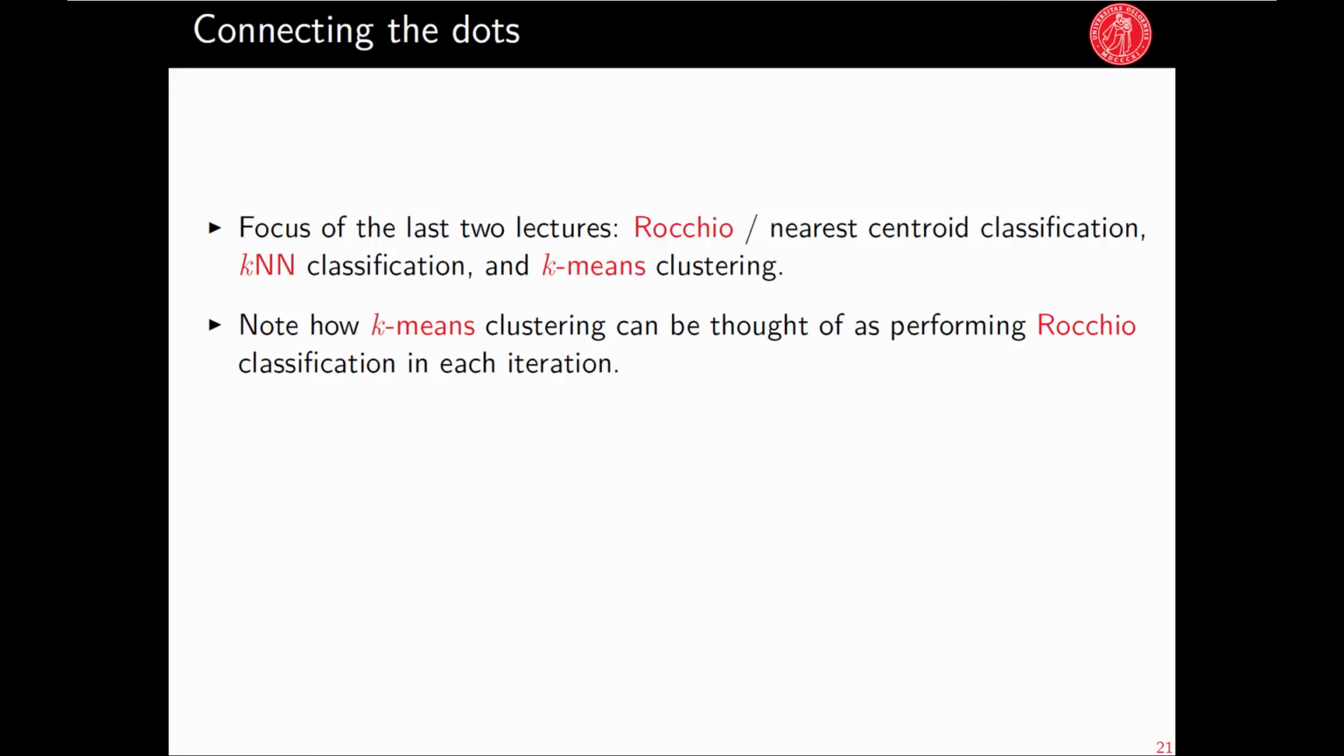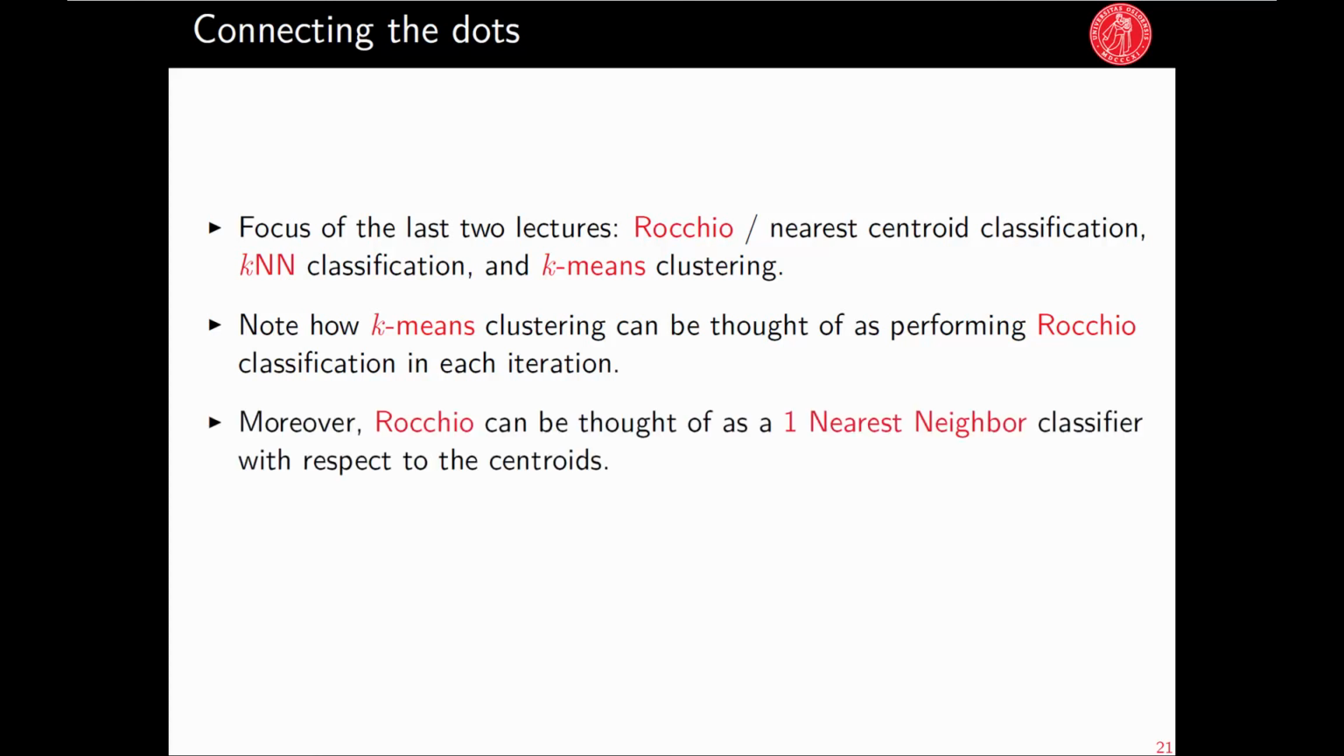So in each iteration, we have a set of centroids, and we then assign our objects in our collection to clusters based on this centroid distance. We pretend that we have class information represented by these centroids.